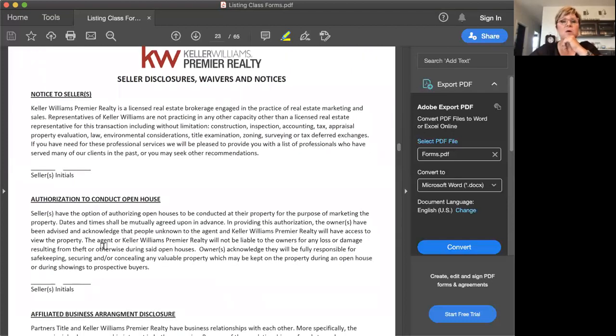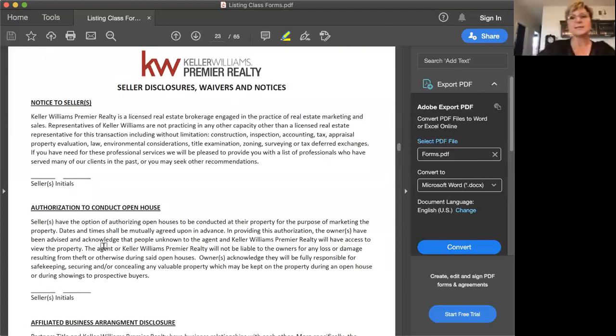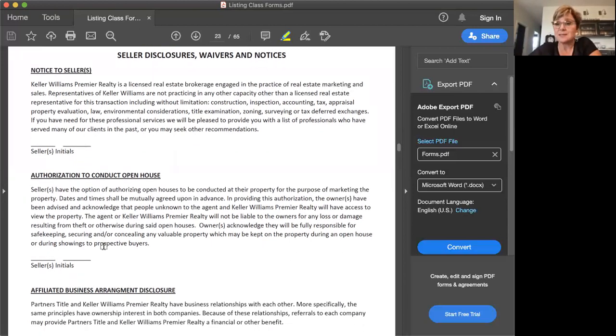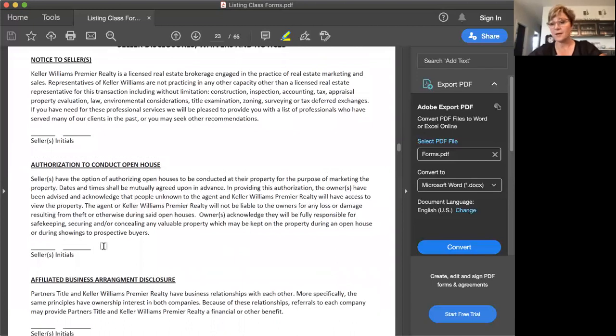Okay, now another form you need for your listing packet is the Keller Williams Premier Realty disclosures and waivers and notices for the seller. So the top one, you're just letting the seller know, hey, I am a licensed real estate agent. I am not an attorney. I am not a tax accountant. I'm not an inspector. So, if you need advice in regards to how this sale may affect you in those arenas, you need to consult with those professionals. I am only licensed to sell your property and help you get your property sold. And again, they're going to initial on all these and they're going to sign at the bottom.